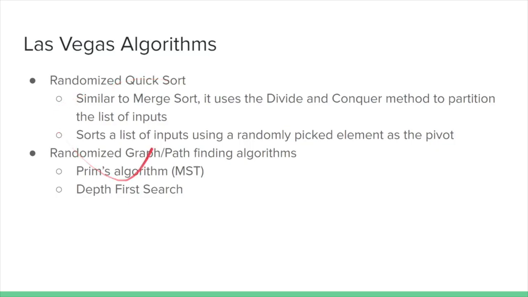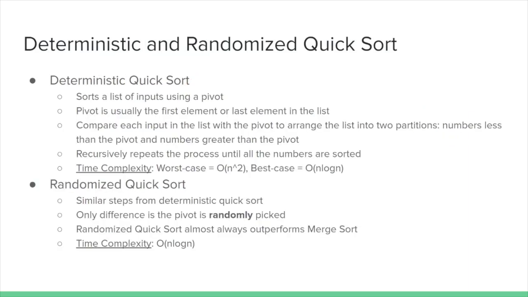And for randomized graph and pathfinding algorithms, some graph algorithms that you might know about are Prim's algorithm for minimum spanning tree and depth first search. So we'll go into more detail about these two algorithms and how the randomness aspect will make them better. Let's just go through randomized quicksort first. I'm going to explain randomized quicksort in terms of deterministic and randomized methods.